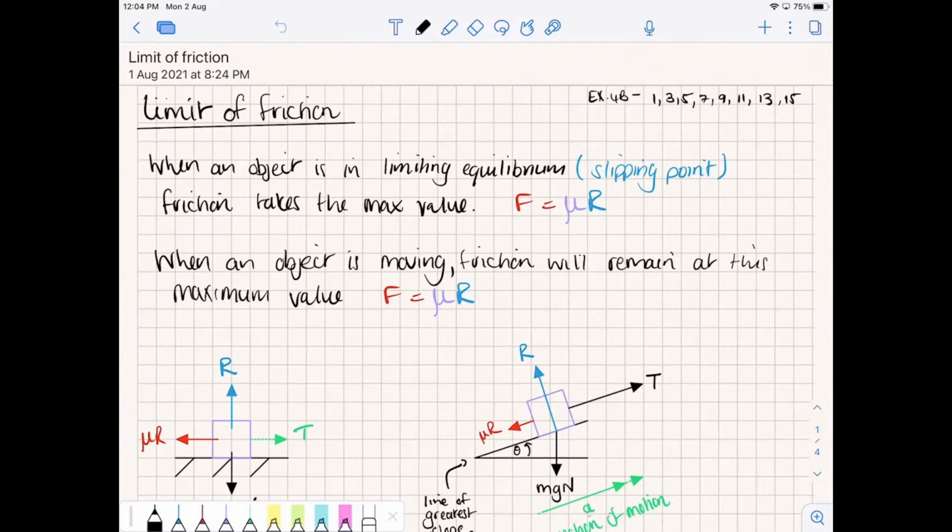The maximum value being there's some constant of friction, right? Every two surfaces has some coefficient of friction, and it was also directly proportional to the normal contact force. So we take the coefficient of friction and we multiply it by the normal contact force, and that allows us to calculate our friction. Okay?